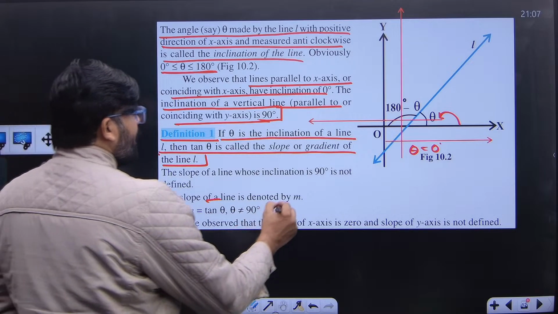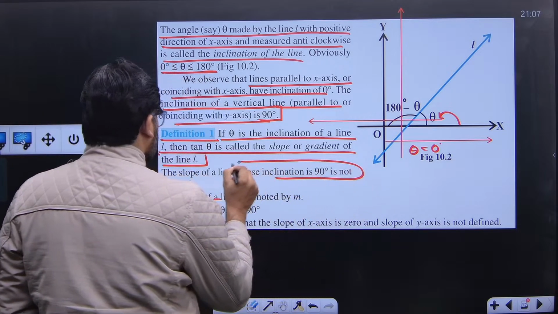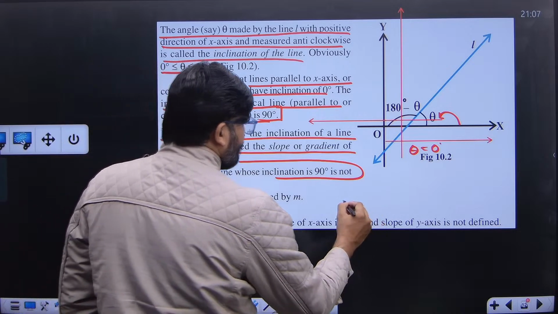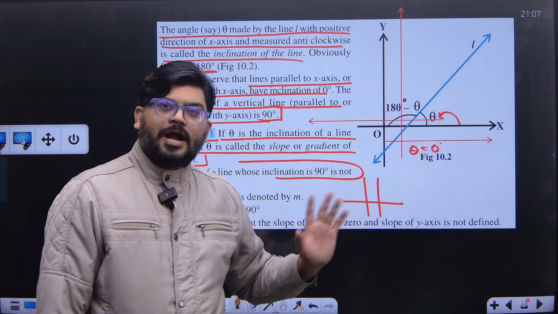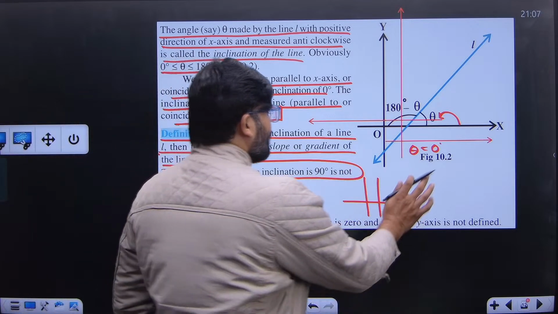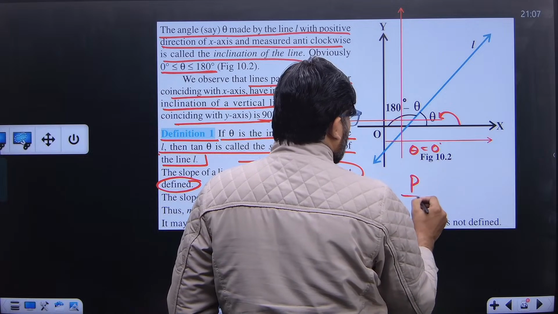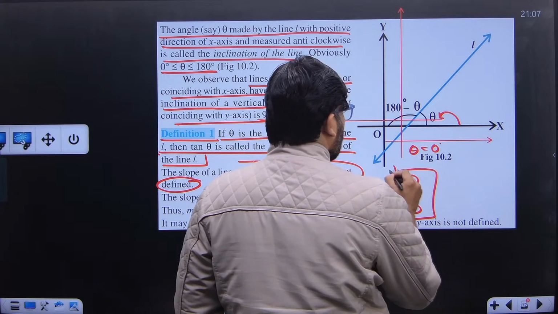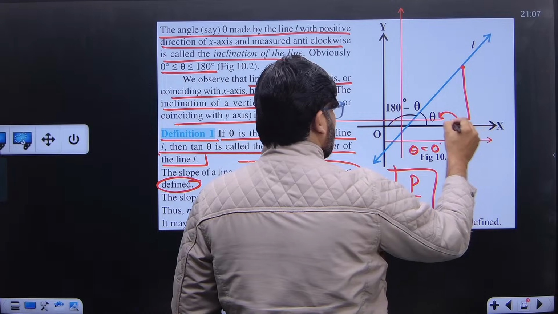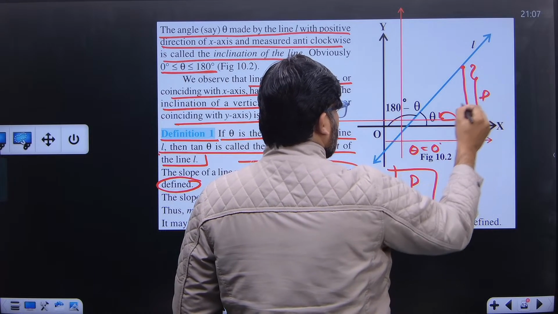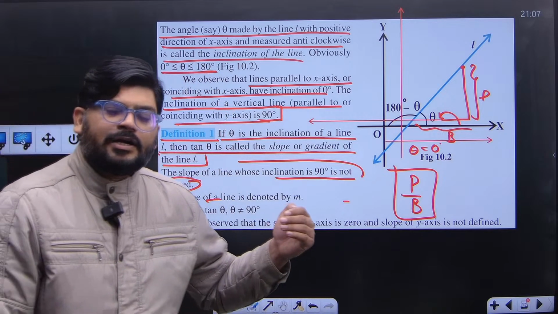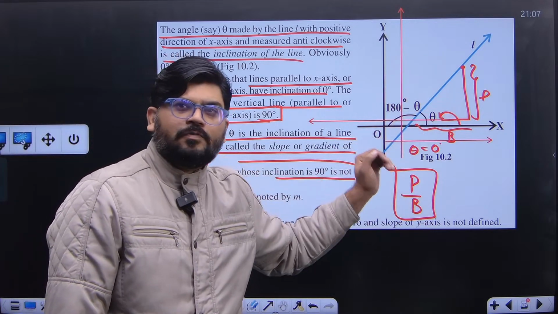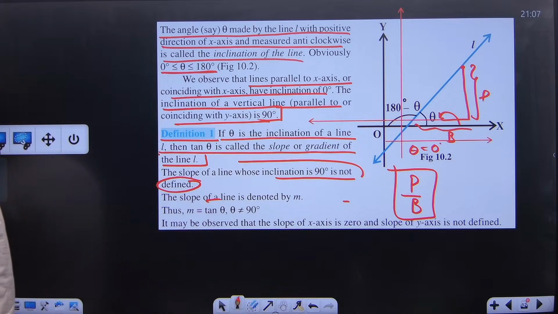So the slope of the line whose inclination is 90 degrees is not defined. That means if I draw a line parallel to the y-axis and ask you what is the slope of this line, you can't define it, because slope is given by the formula perpendicular upon base. If you form a triangle, they will ask you, okay, what is perpendicular, what is base? So the ratio is known as tan theta. Tan theta is the ratio of perpendicular to base in a right angle triangle. That means opposite side divided by adjacent side.